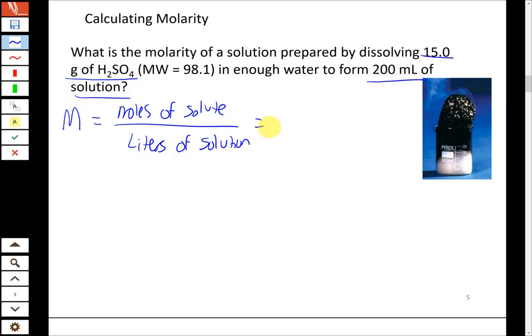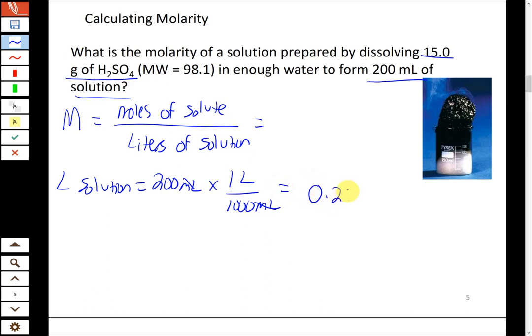So the easier of those 2 is the denominator here, because the liters of solution is from the 200 milliliters, which is the volume we're given. We just have to convert that into liters by dividing by 1,000. All right, so you'll get pretty good at converting milliliters to liters, because milliliters is probably a more common unit when we're measuring solutions, but molarity is defined in terms of liters, so we have to convert between those very often. So it's going to be 0.200 liters of solution. That's going to be our denominator.